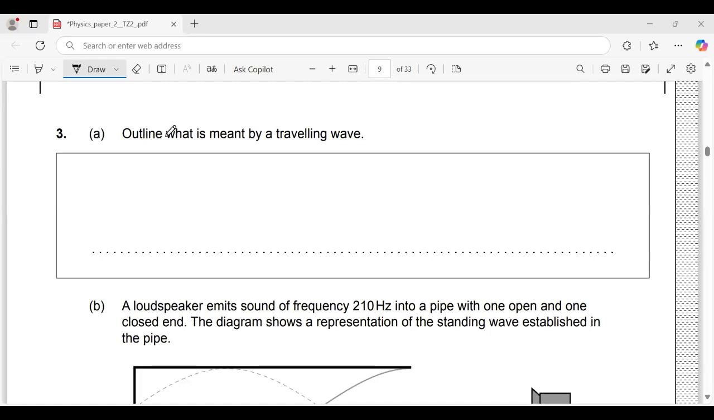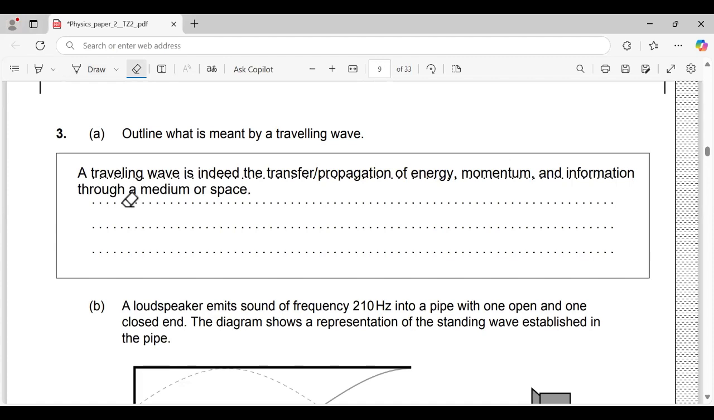Number three, outline what is meant by a traveling wave. I have provided my explanation about this. A traveling wave is the transfer, the propagation of energy, momentum, and information through a medium or space.